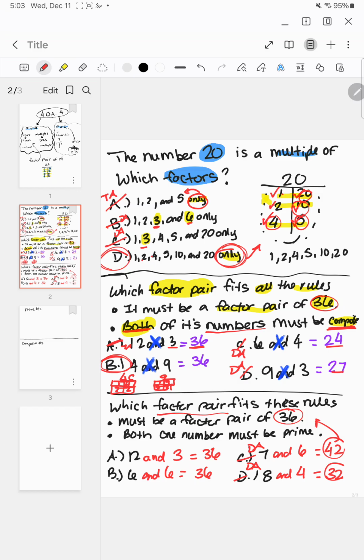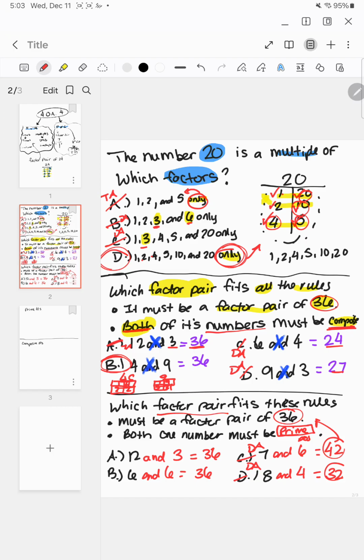But now, instead of both prime, let's say they both need to be composite. Now that they both need to be, oh, no, we already did both composite. I'm trying to give both examples of how they might be tested. So, I had it right the first time: one number must be prime.